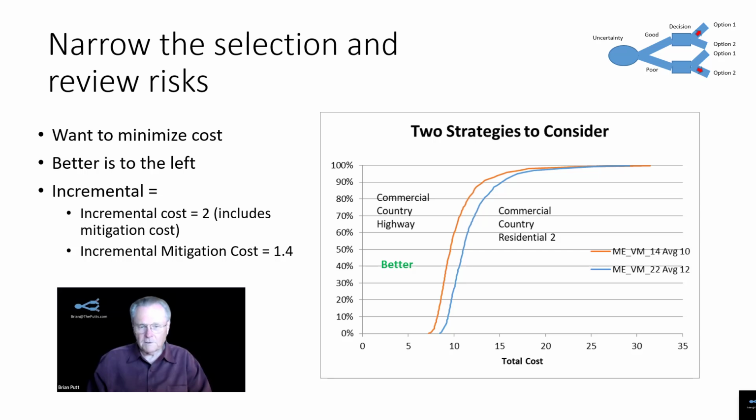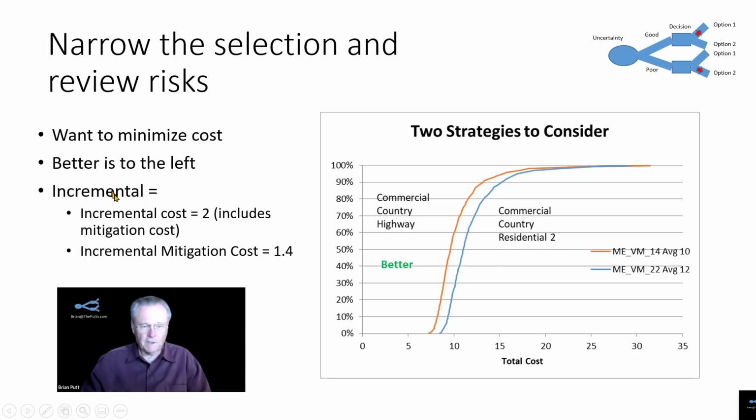Here's the total cost of those two alternatives of 14 and 22. 14 is this orange line. It has the lowest cost, and it consists of commercial, country, and highway. That's very nice. However, I can understand how politically you might say, hey, the residents have to vote for me. Maybe I should include some residential improvements as well. So if I looked at 22, it includes residential two. I can't do all 5 of these things.